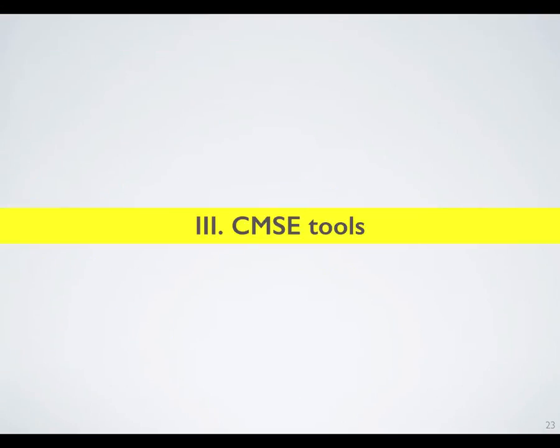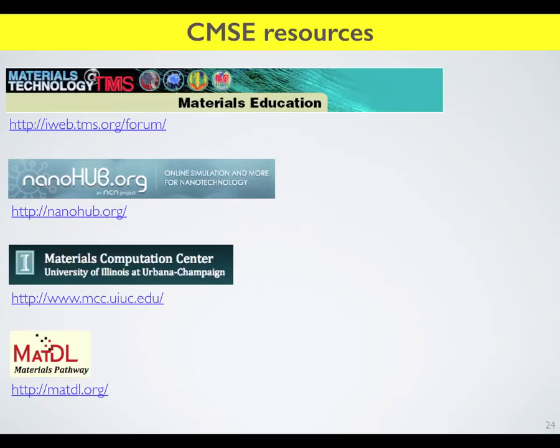Okay, and so where can you find out more about computational material science and engineering, or find some tools to do it? There are a number of resources. TMS has a nice online forum, where you can read about CMSE, download some interesting articles, and perhaps use some tools. NanoHub is a repository for CMSE software packages, and actually one of the software packages that we're going to use, finite element modeling, we're going to use via NanoHub. The Materials Computation Center has a nice infrastructure, and MATDL. These are all great places to look if you're interested in finding out more about CMSE.